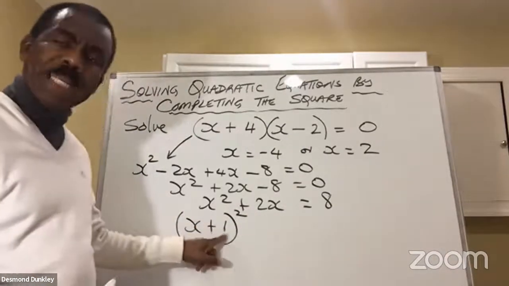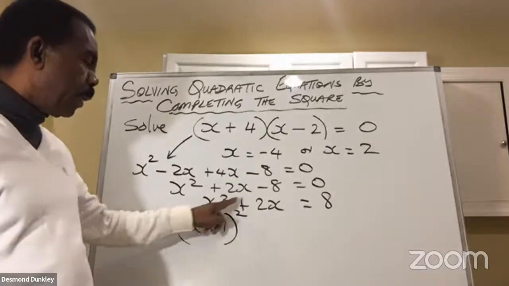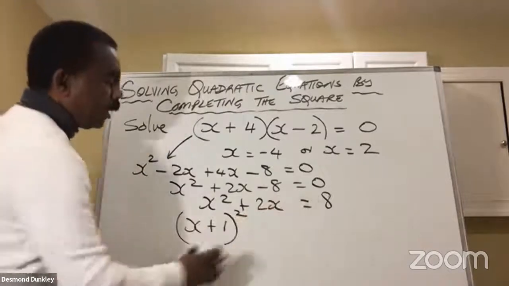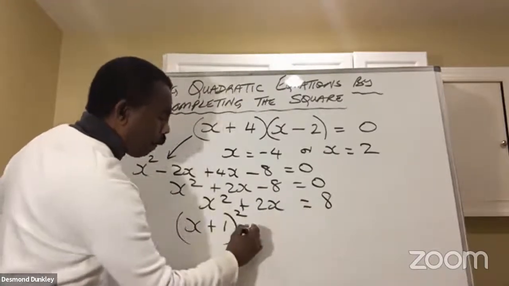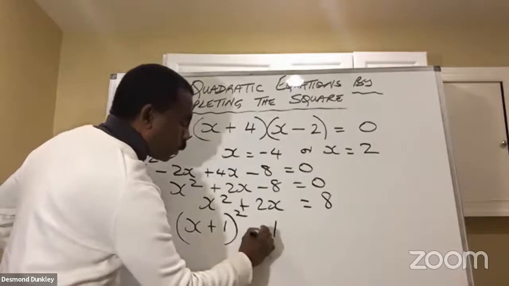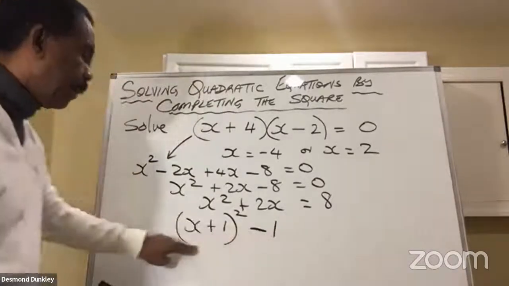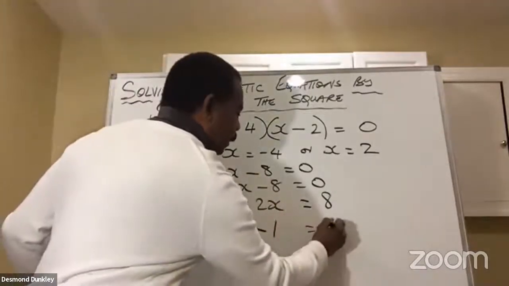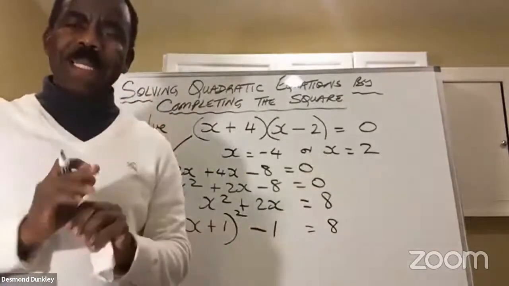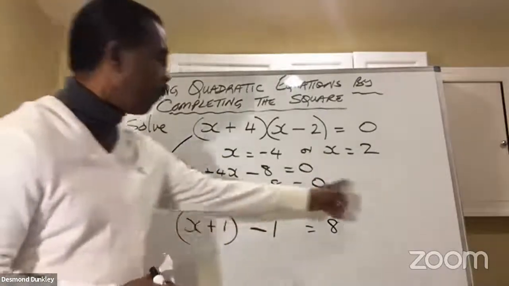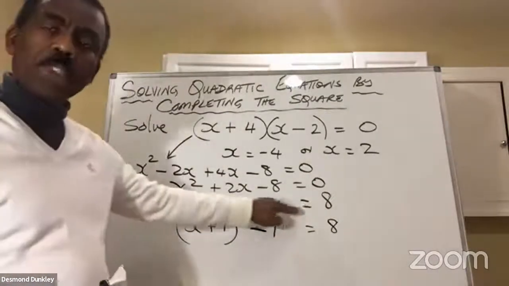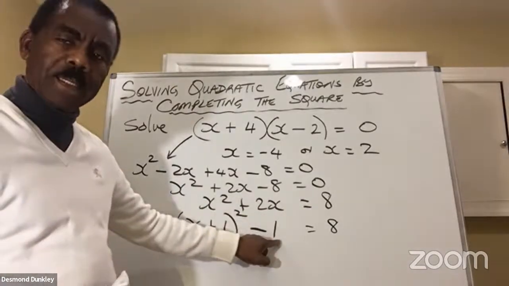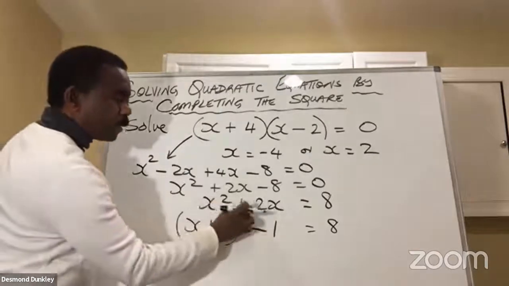Because x plus 1 times x plus 1 is going to give us x squared plus 2x plus 1 times 1 is 1. But there's no 1 here, so therefore we have to minus 1 so that this line is equal to what is here. The right side stays the same. We do not touch the right side. What we did, we moved the 8 over here, and your focus is just these two. X plus 1 squared minus 1 is going to be the same as x squared plus 2x.